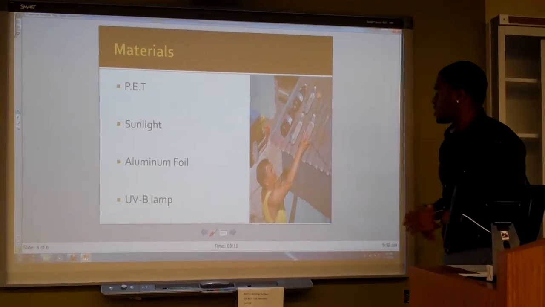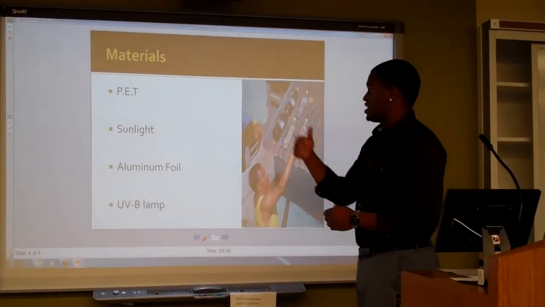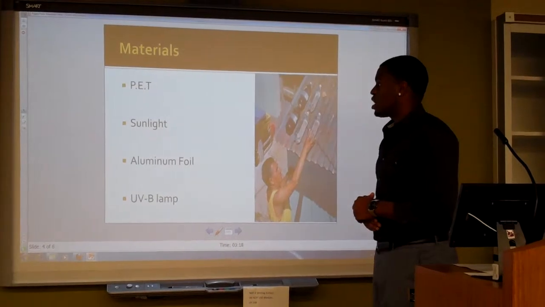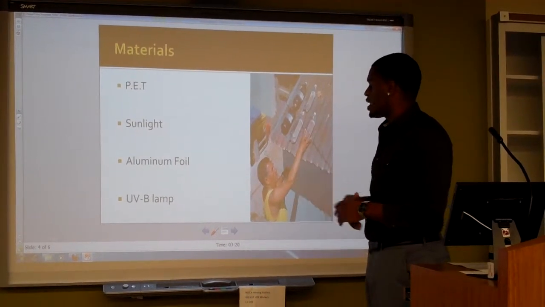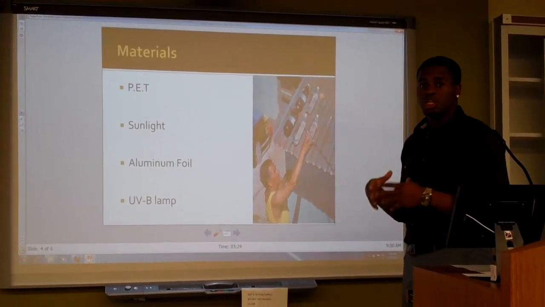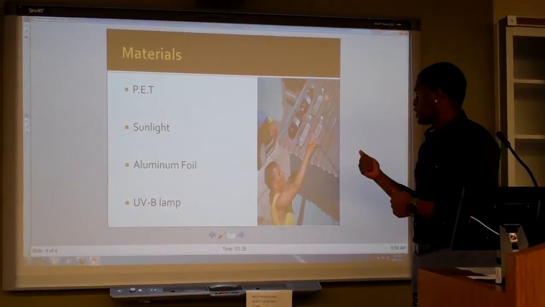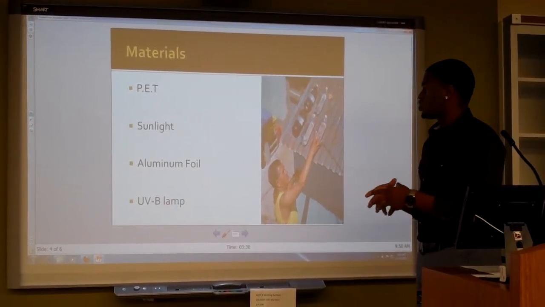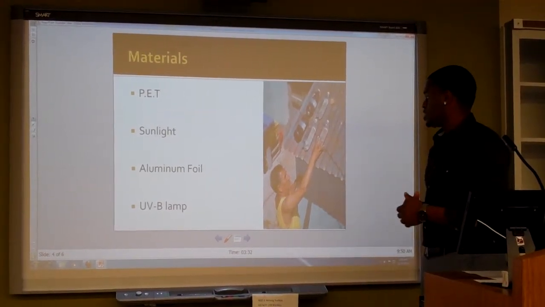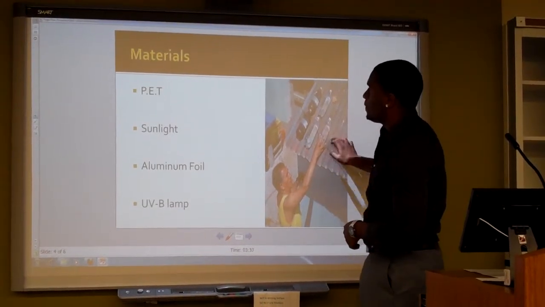As you see here, a picture of a man doing solar disinfection. He's using PET bottles, which are just normal plastic water bottles, the sunlight, and aluminum foil. The aluminum foil is to reflect the sunlight into the water, so more solar energy could be used in the disinfection, and I'll be using the UVB lamp.